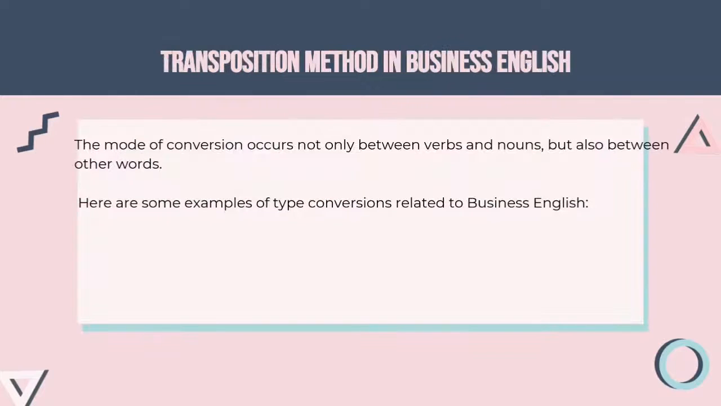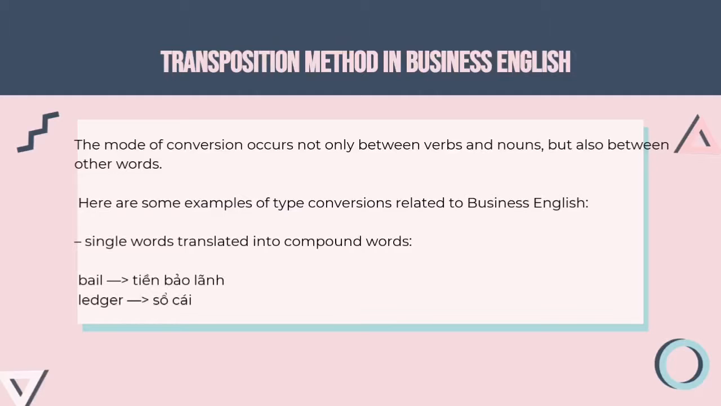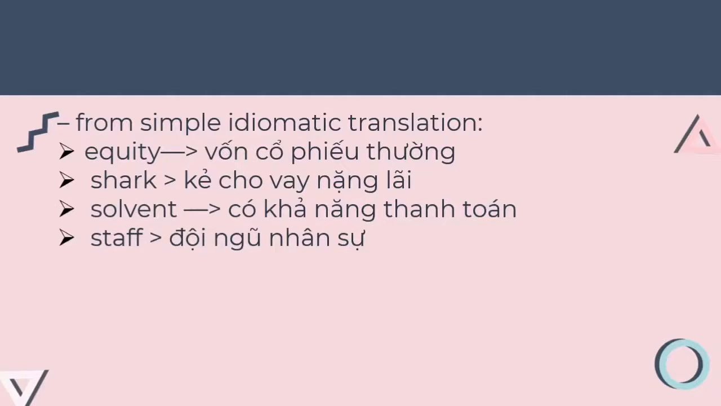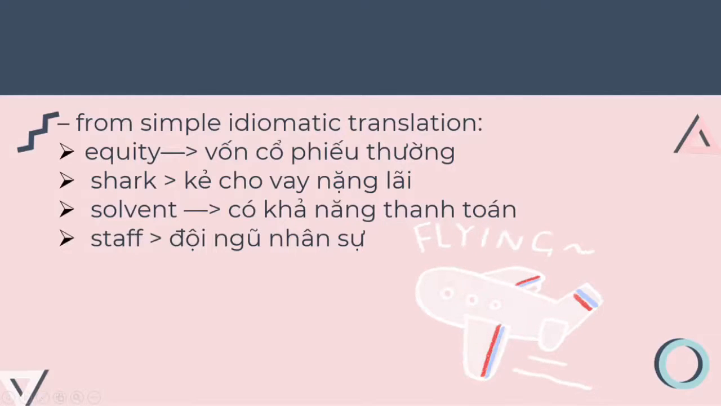The most conversion occurs not only between the verbs and nouns, but also between other words. Here are some examples of type conversion related to business English. Single words translated into compound words. Buy, it means tiền bảo hành, tiền bảo lãnh. Legal, it means sổ cái. From simple idiomatic translations, equity, it means vốn cổ phiếu thường. Trust in, kẻ cho vay nặng lãi. Servant, it means có khả năng thanh toán, and staff is đội ngũ nhân sự.